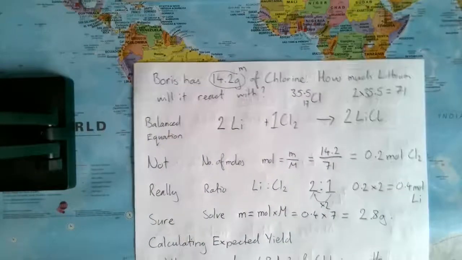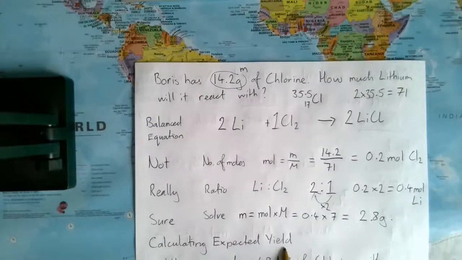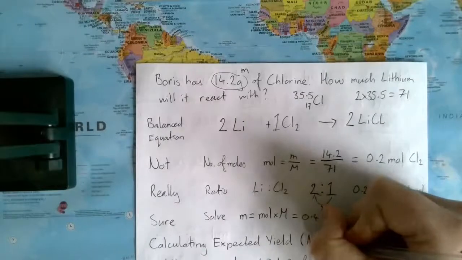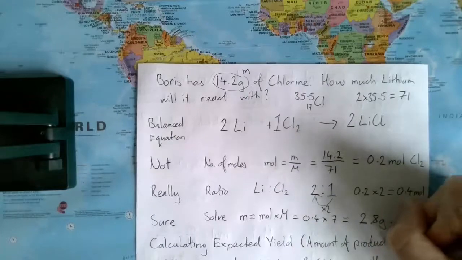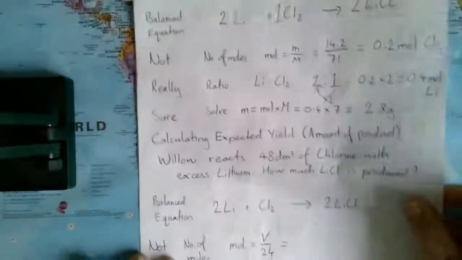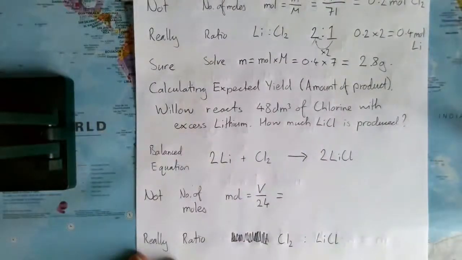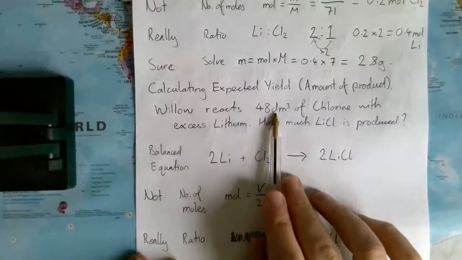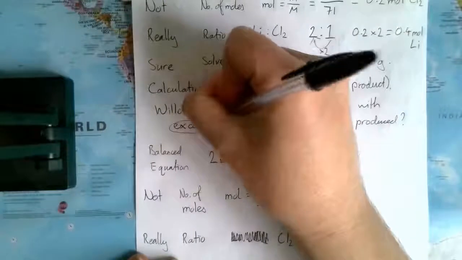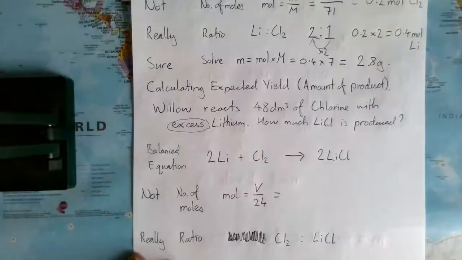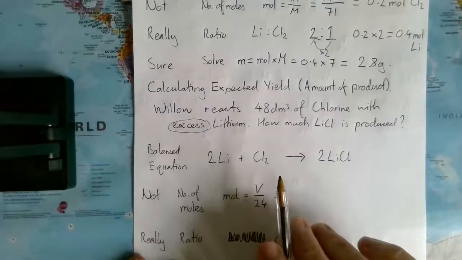Okay, there is one last thing that we'd have to do for this topic, and that's calculating something called the expected yield. Yield is the amount of product, and it's exactly the same set of steps. So, a golden retriever called Willow has just wandered past and has reacted 48 decimeters cubed of chlorine with excess. If you ever see this word, excess, that means you've got as much of it as you need.